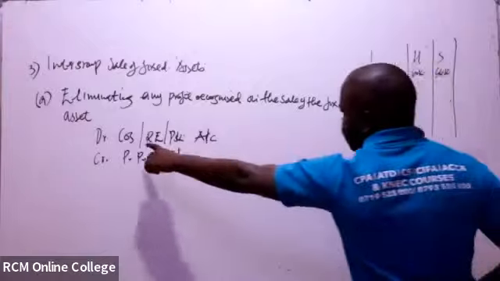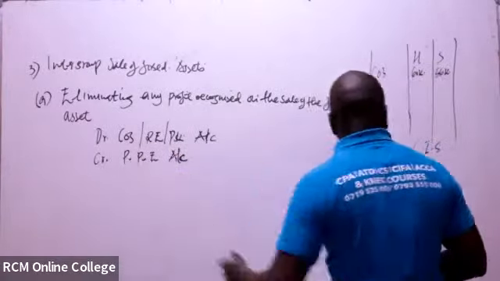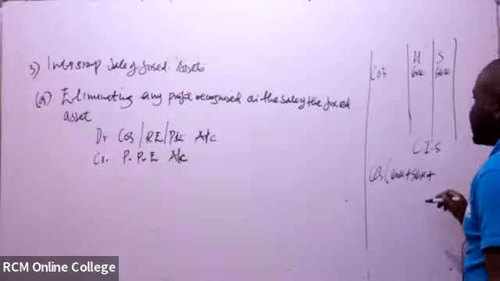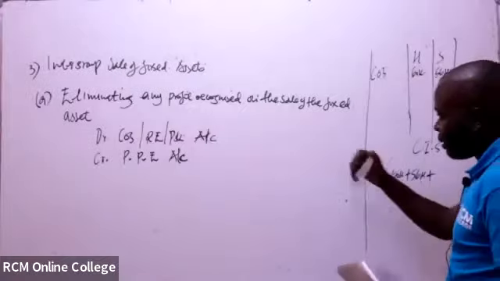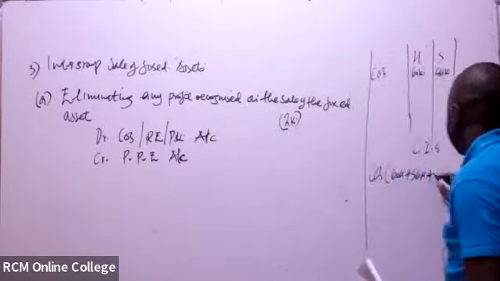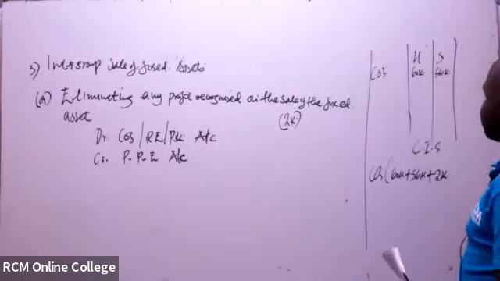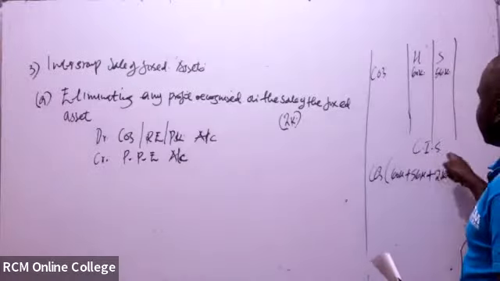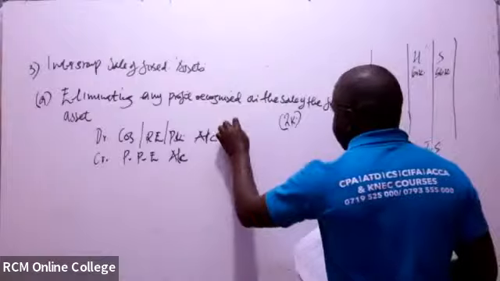We have to add this amount, because you debit it. We'll have to add this amount of unrealized profit here. Let's assume we have calculated it has come to maybe 2K. So we'll come here and add 2K, like that, so that we would have been able to do the proper adjustments for the consolidated income statement.